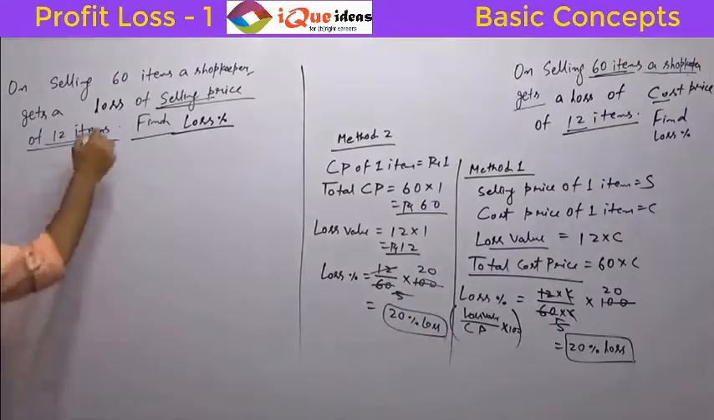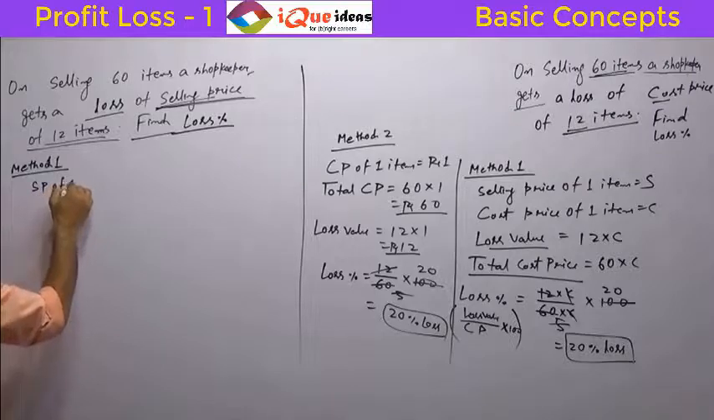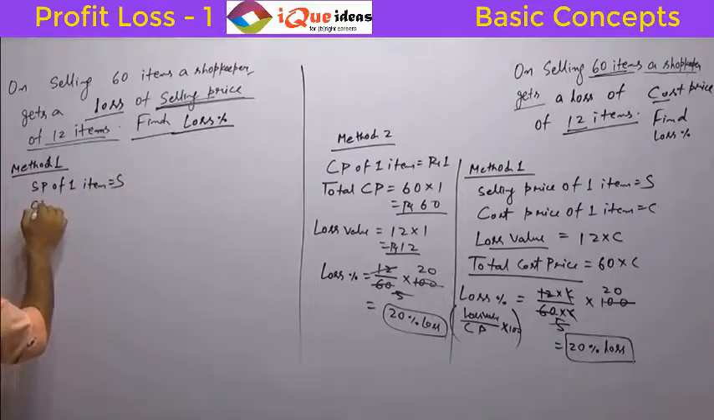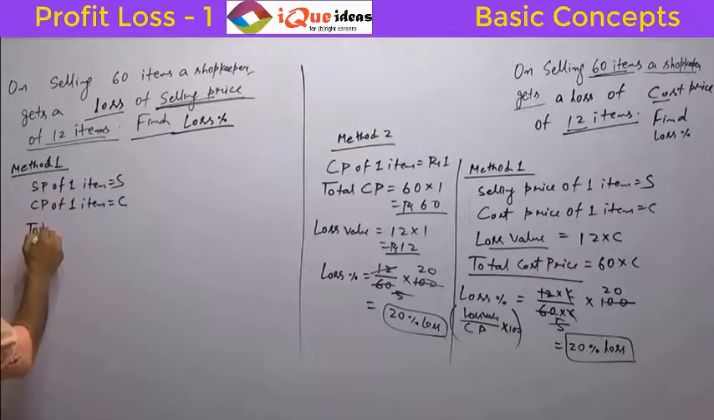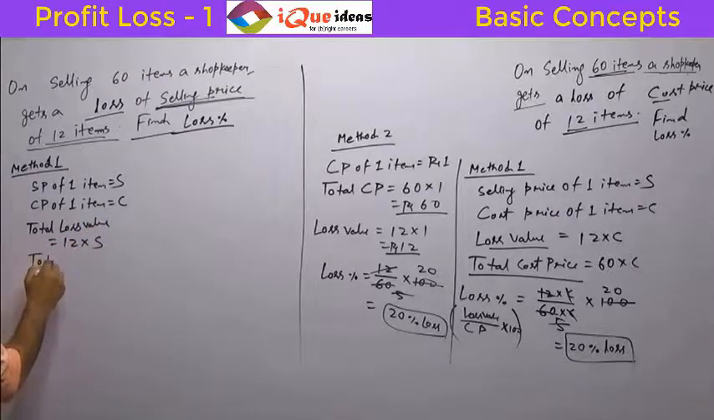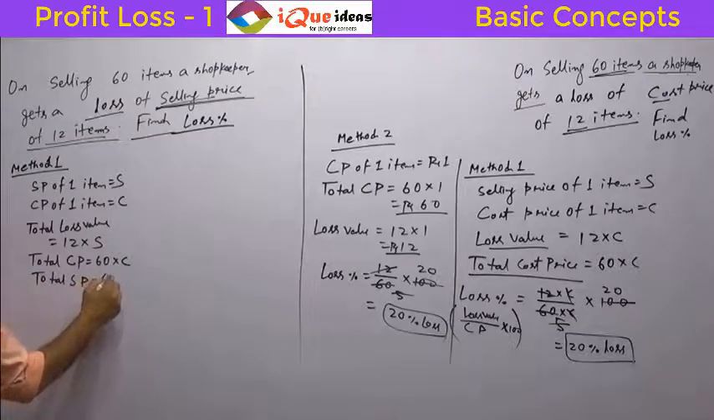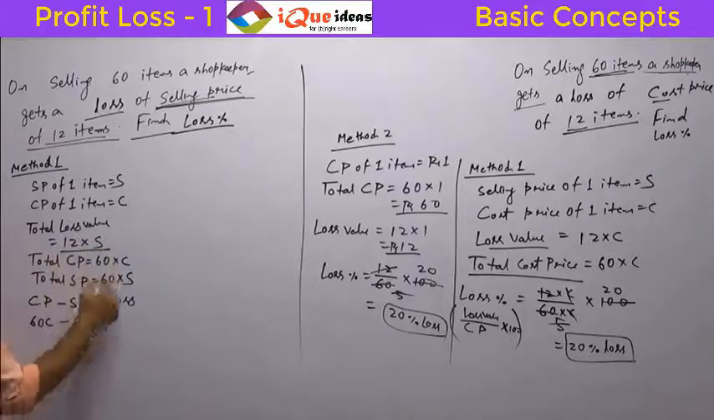Whereas in this case, where we are saying that the loss is given in terms of selling price, again, let's take method 1 first. If I say selling price of one item be equal to S, cost price of one item be equal to C. Right? Now, in this case, the total loss value will be equal to 12 into S. Total cost price will be equal to 60 into C, and total selling price will be equal to 60 into S. So that means here there is a loss. So total cost price minus selling price should be equal to the loss value. Your cost price is 60C, selling price is 60S, and the loss value is 12S.